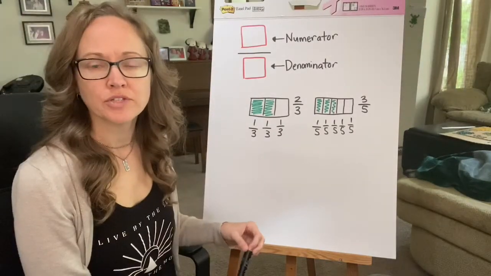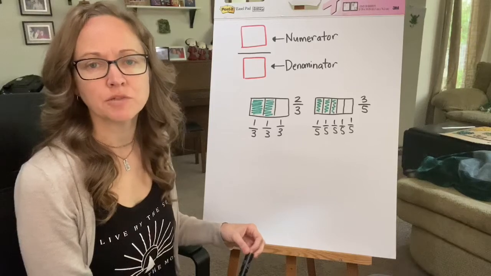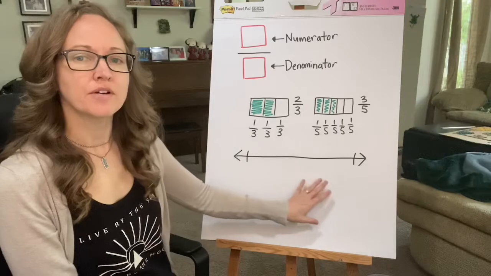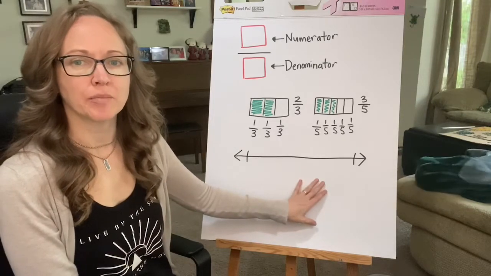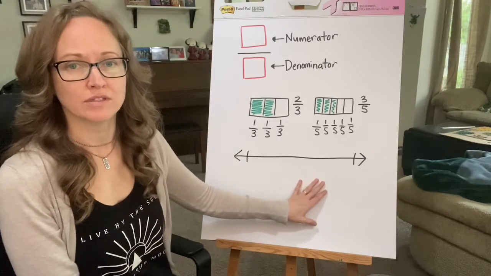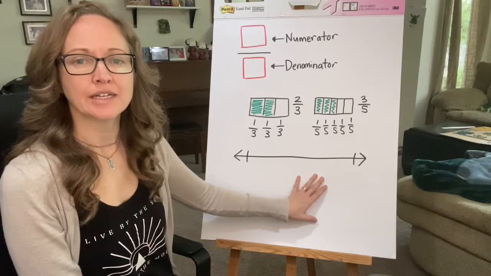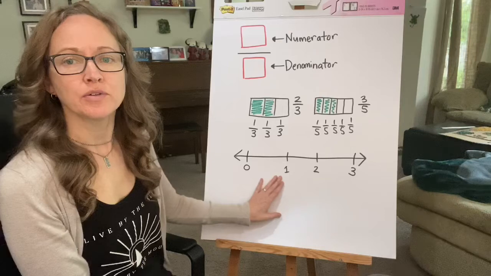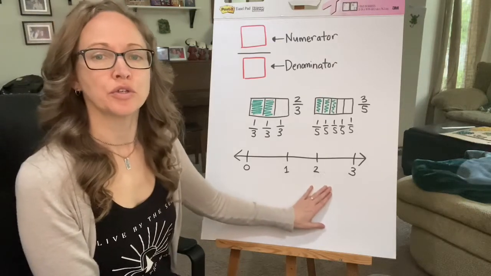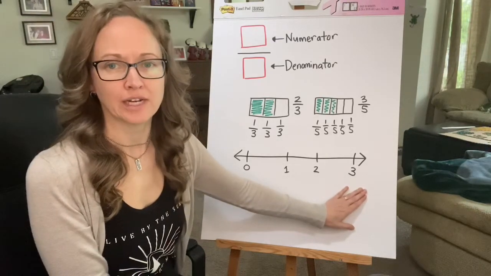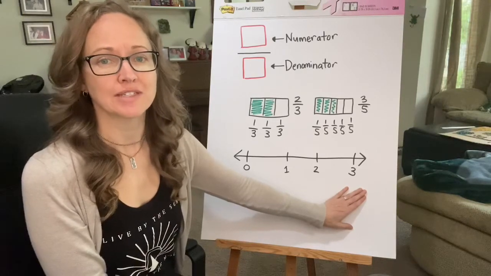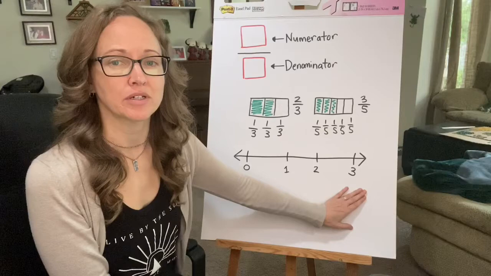So now that we understand the basics of fractions, let's move on to reading and writing fractions on a number line. So here is our number line. I'm actually going to break up this number line into 3 wholes. So now we see our number line goes from 0 to 1 to 2 and finally to 3. These are whole numbers. We need to find fractions inside of those whole numbers.